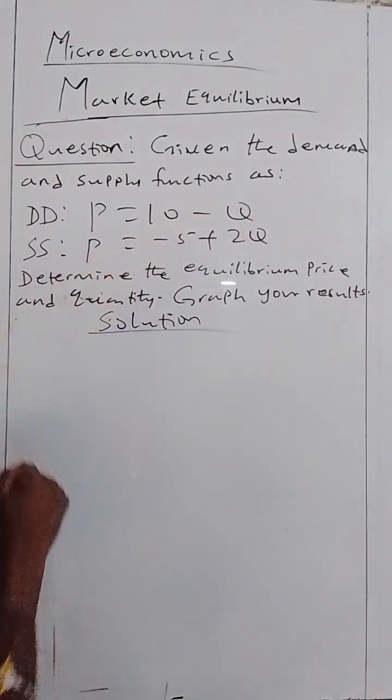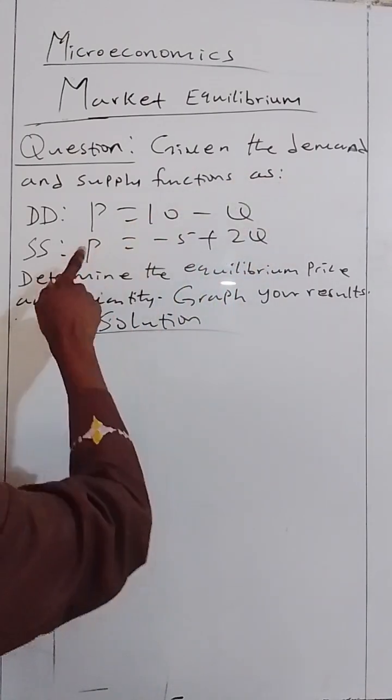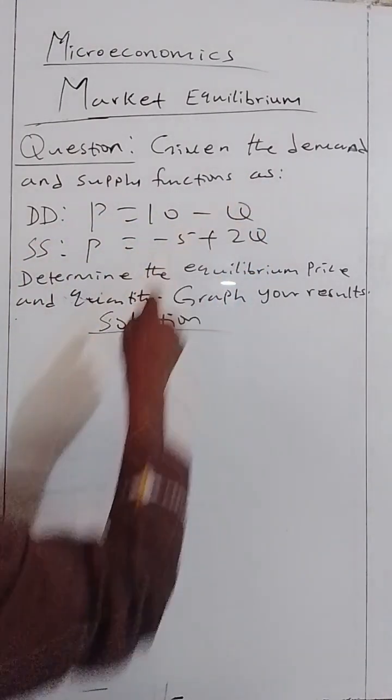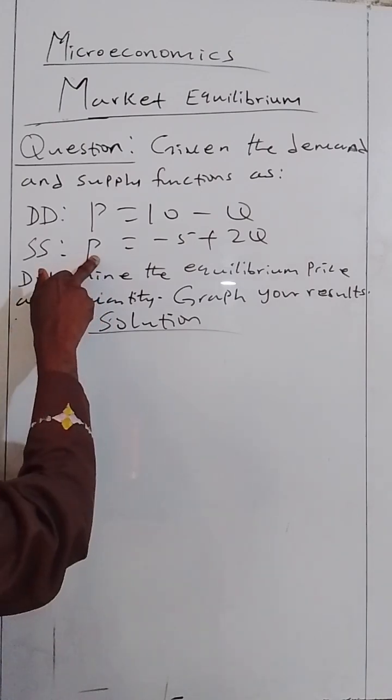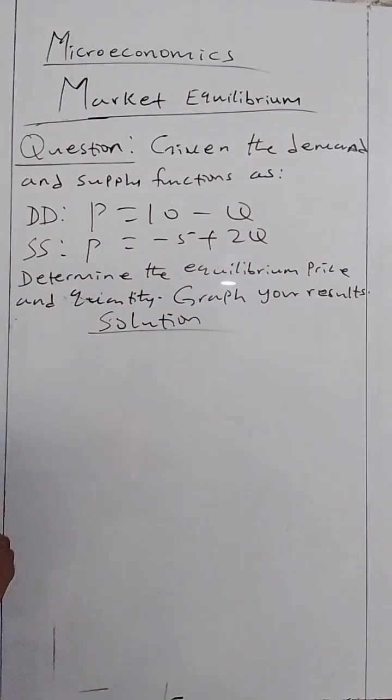The demand and supply functions we are given here are inverse. So we are given an inverse demand function because P is made the subject rather than Q, and this is an inverse supply function because P is made the subject rather than Q.